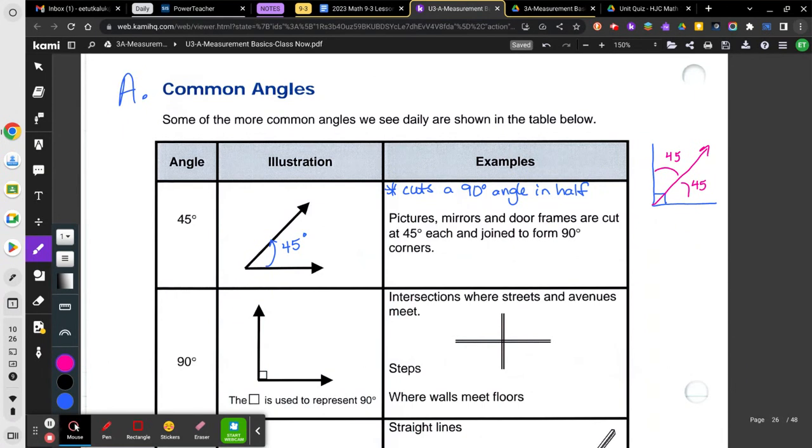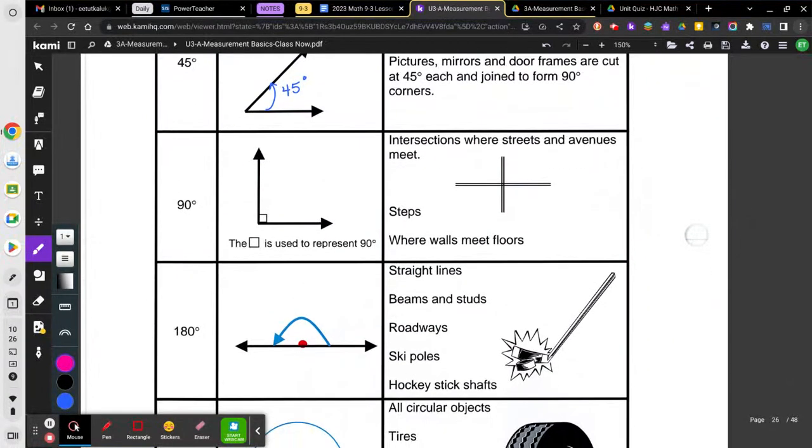It says pictures, mirrors, and door frames are all cut with 45-degree angles to create the frames around them. For 90-degree angles, we always use this little box. This little square or box is always in the corner, and that's going to tell us it's a 90-degree angle. To create a 90-degree angle, you would intersect your lines. If you intersect any two lines, so we have streets, we have avenues, we have stairs, we have where the floor meets doors. We have all kinds of places where we're going to see 90-degree angles.